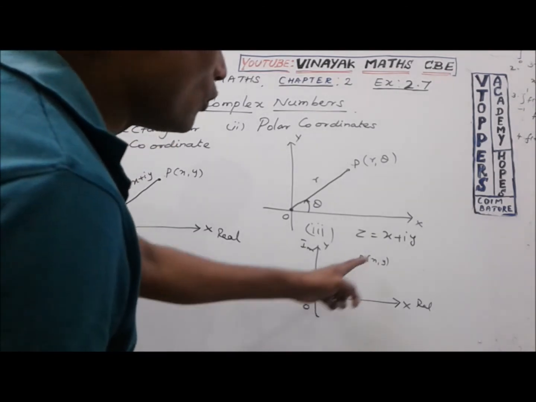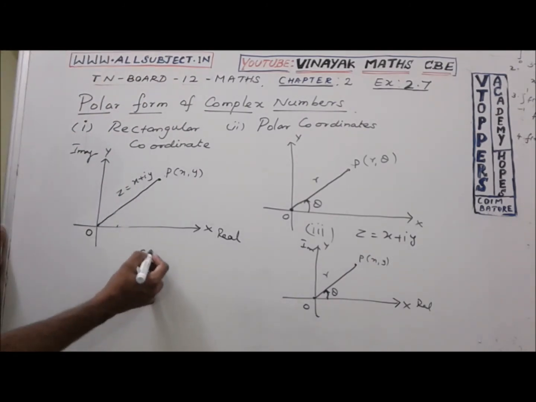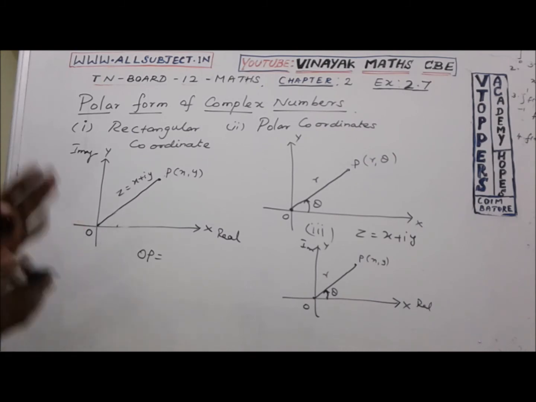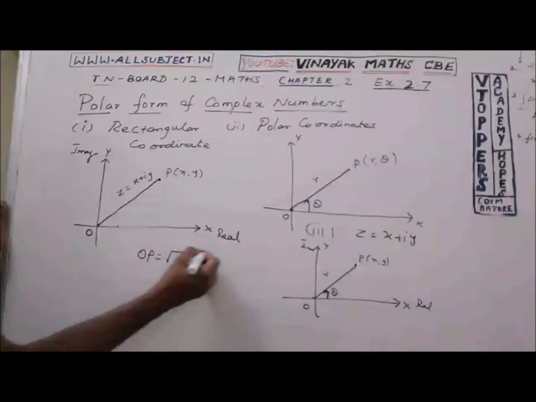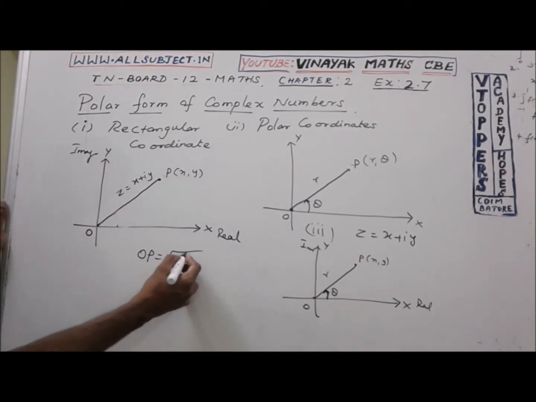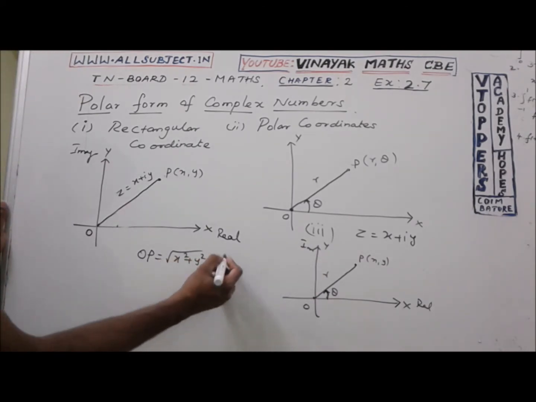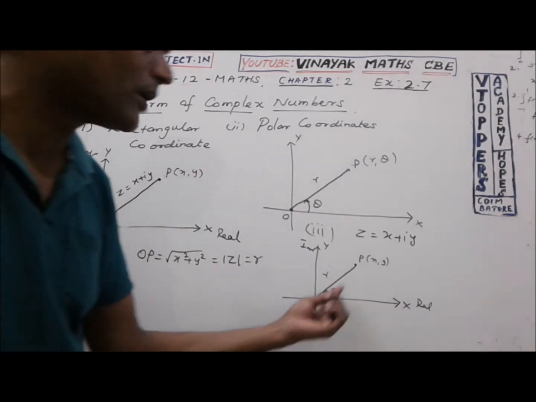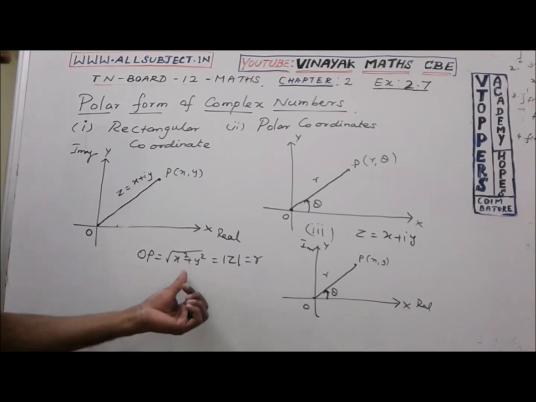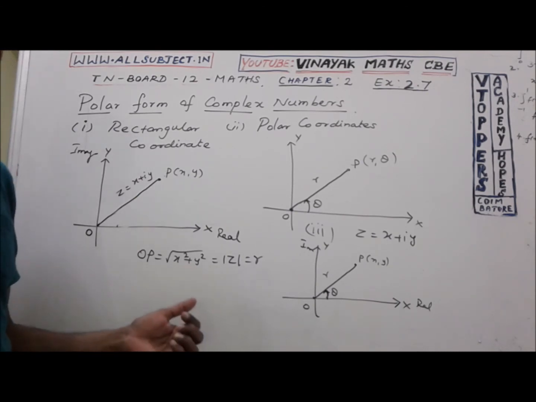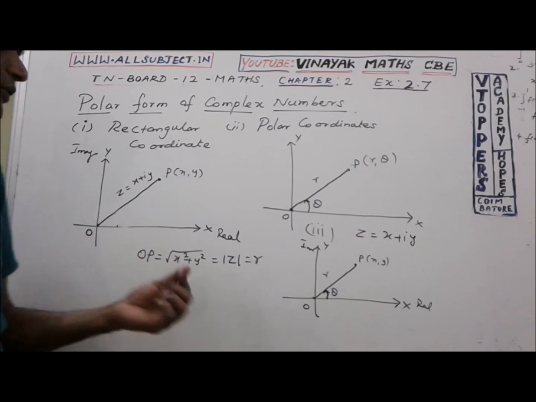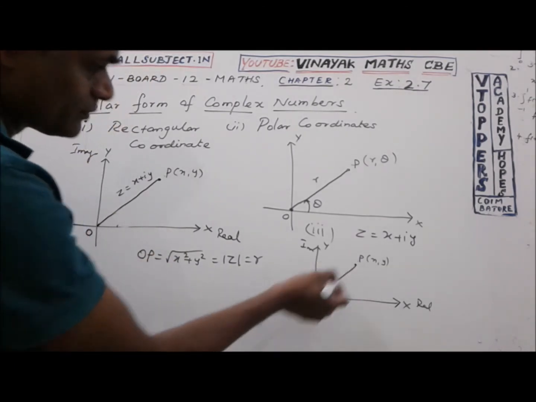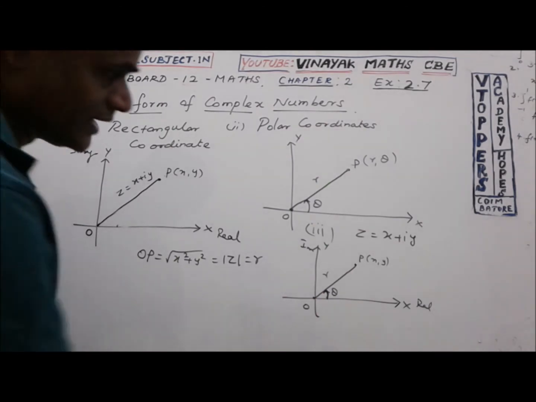Now this OP is nothing but the distance from the origin to the point. The distance from the origin to a point is calculated by root of x square plus y square, which is equal to modulus of z, and that is taken as r. Modulus of z is the distance from the origin to the point, calculated by the formula root of the sum of the squares of the real and imaginary parts. So this is taken as r, and the complex number makes some angle with the x-axis, which is taken as theta.